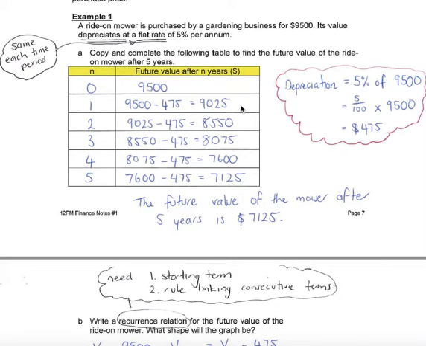After year two, we use the value at the end of year one and we subtract $475 to get our $8,550, and we continue that each year. So after 5 years, we find that the value of the mower is $7,125.